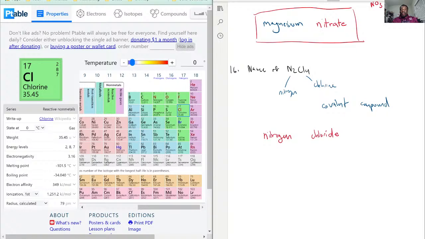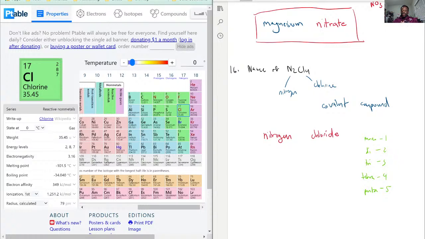When it comes to covalent compounds, you have to indicate the amount of atoms there are based on the prefixes of mono, di, tri, tetra, penta. This is 1, 2, 3, 4, 5 respectively. And we're just going to use this because it doesn't go past 4. So we don't need to know the 6, 7, 8, 9, 10. But just for your reference, 6 is hexa, 7 is hepta, 8 is octa, 9 is nona, 10 is deca.